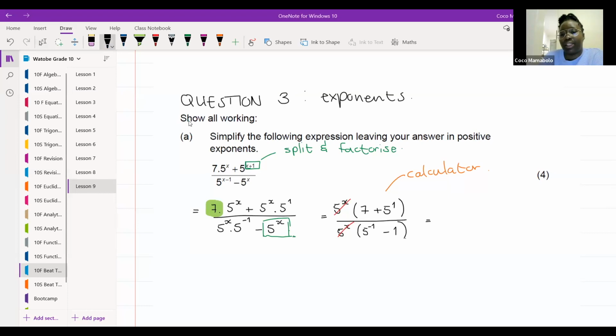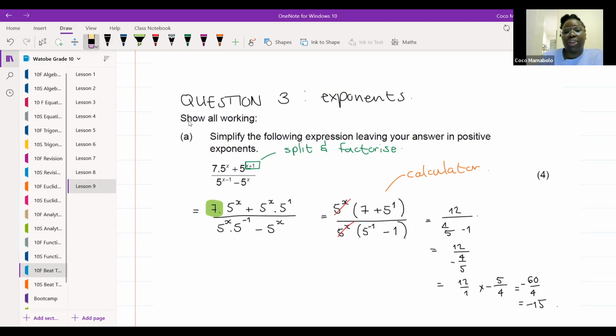I'm going to do this quickly in my head. 7 plus 5, that's 12 over 1 over 5 minus 1. That is going to give me 12 over 1 over 5 minus 1 is 4 over 5, -4 over 5, which is 12 over 1 multiplied by -5 over 4. That is the same as -60 over 4, which is equal to -15. Beautiful.